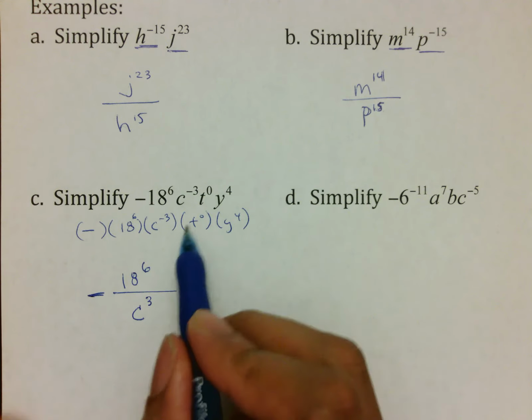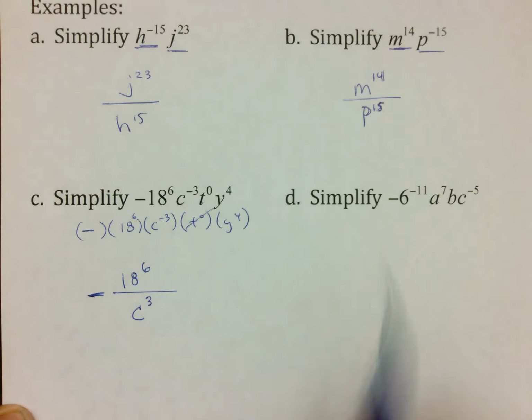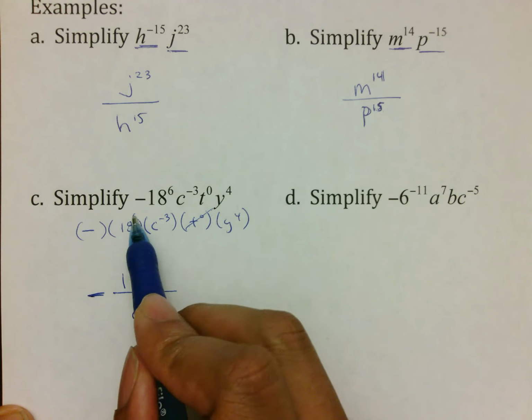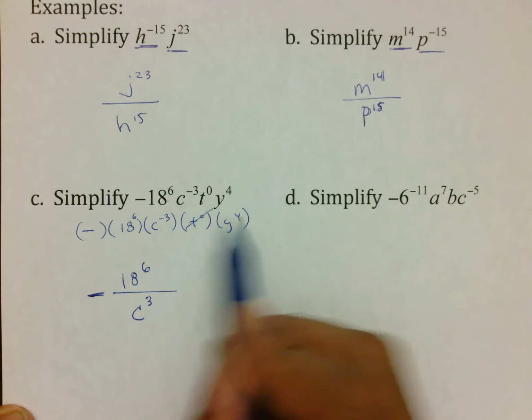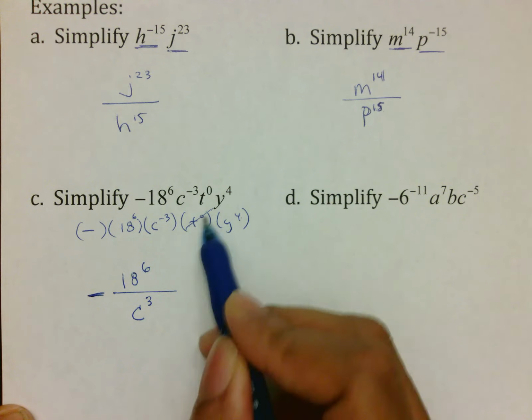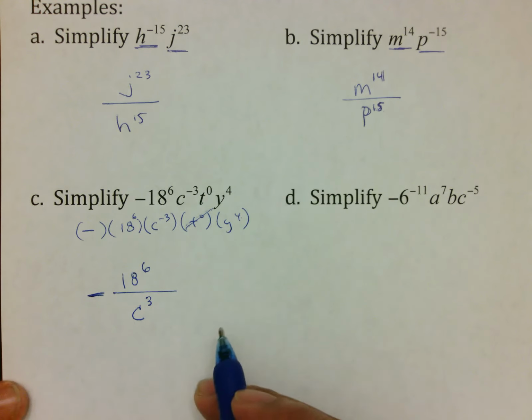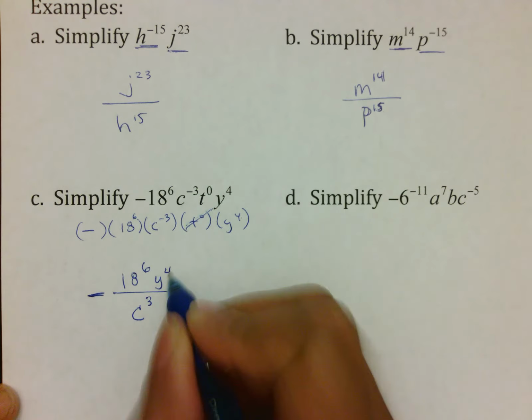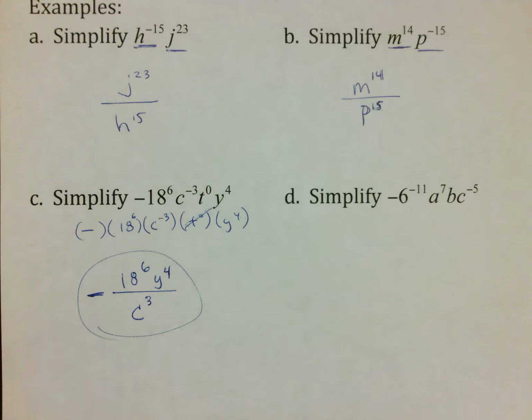So really what happens to any variable to the 0 power is that it just goes away. Because remember, this is saying that I have 6 18s. This is saying that I have 4 y's. This is telling me I have 0 t's, which means there's no need to bring it down like that. And then y to the 4th, being a regular y to the 4th, stays on top where it was. This is the answer that you have.